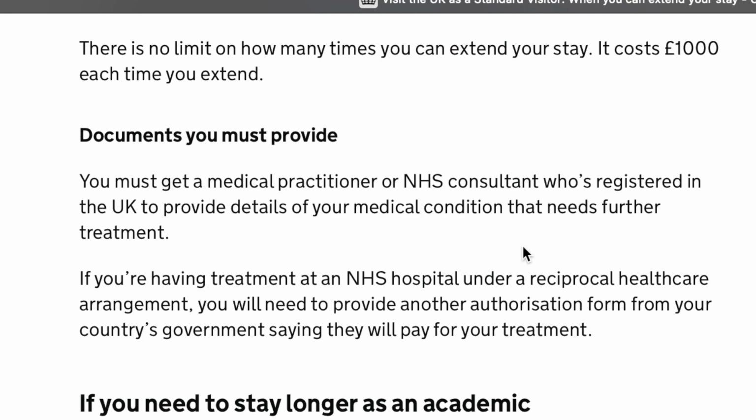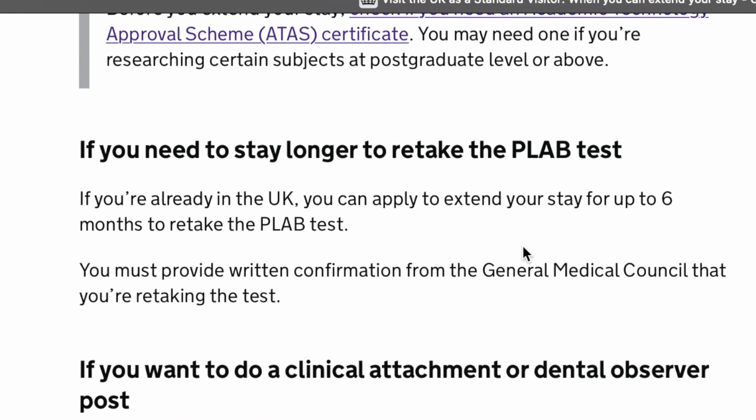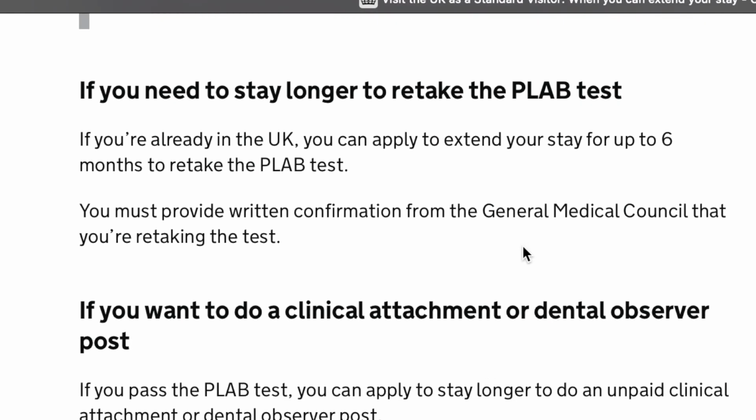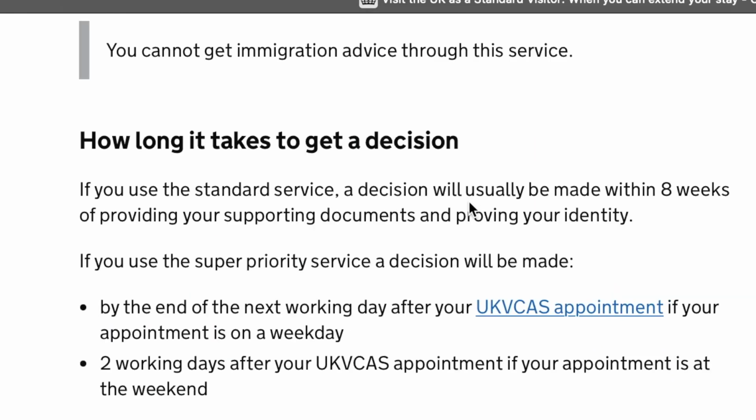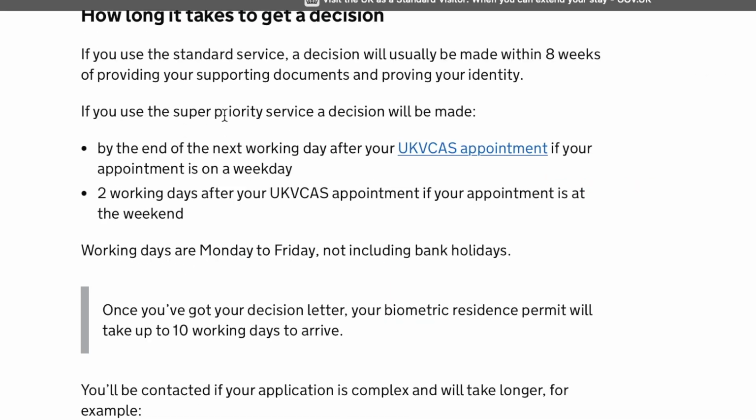All you need to do is come to the website to see the documents you will need to extend your visa, because every time you extend the visa you will need to do your biometric capturing. If you are applying to extend your visitor's visa within the UK using the standard service, a decision will usually be made within 8 weeks of providing your supporting documents and proving your identity. If you use the super priority service, a decision will be made by the end of the next working day after your appointment if your appointment is on a weekday, or 2 working days after your appointment if it is at a weekend. Working days are Monday to Friday.